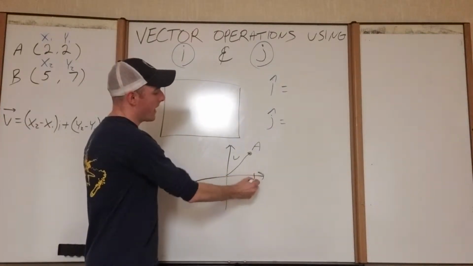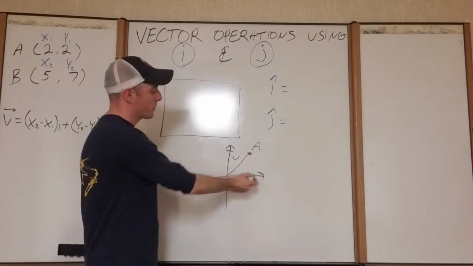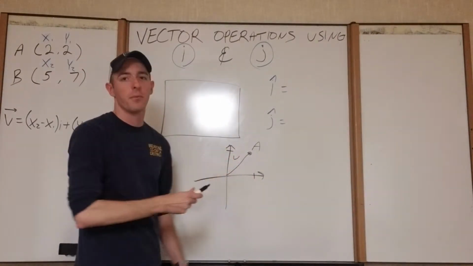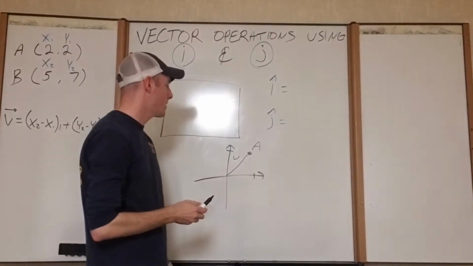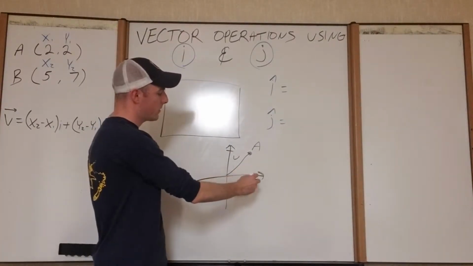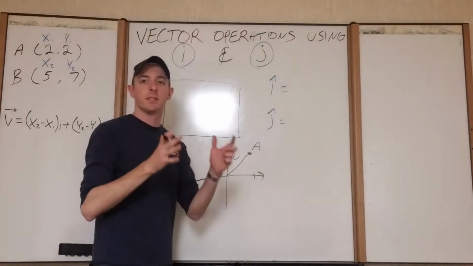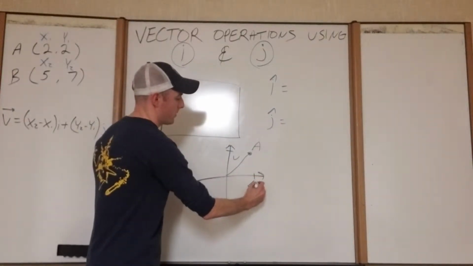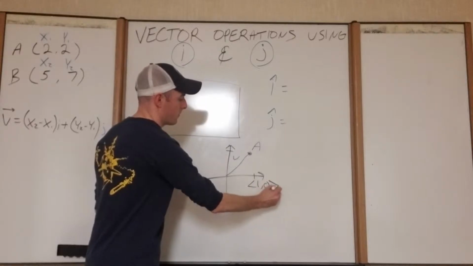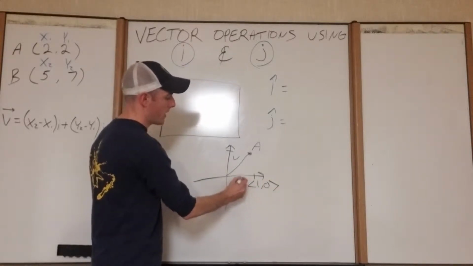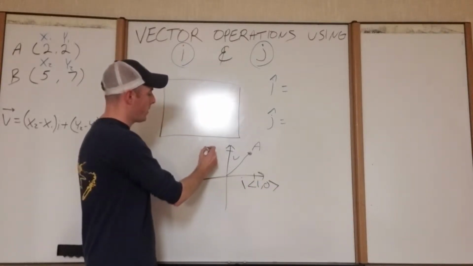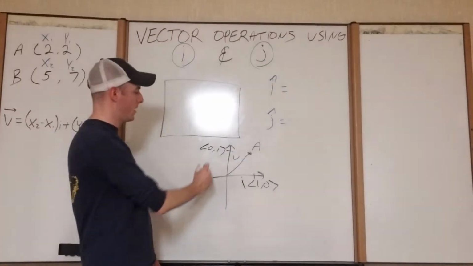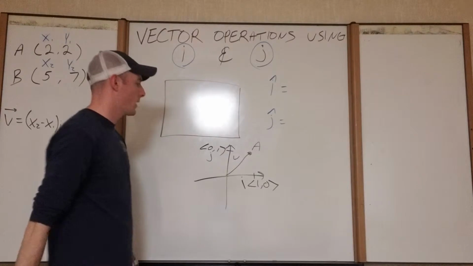Anyway, that point A lines up with a certain point on the x-axis and a certain point on the y-axis. And this point specifically, when we're talking about the standard unit vectors, is 1, 0, expressed like this, and we call that i, and this point on the y-axis is 0, 1, and we call that j.